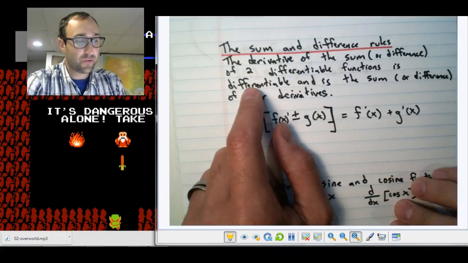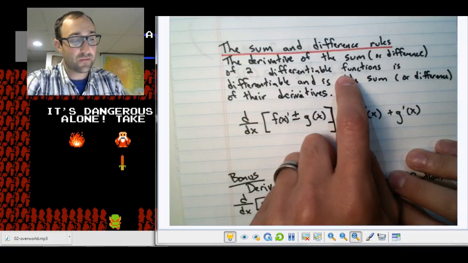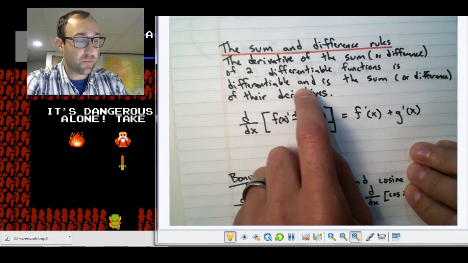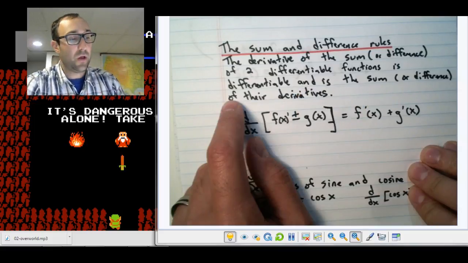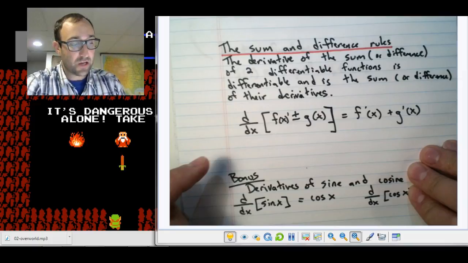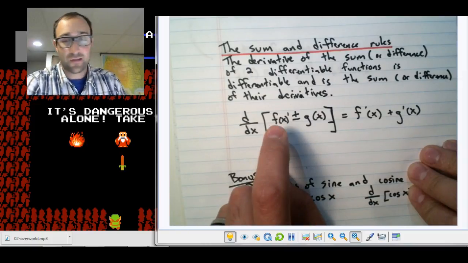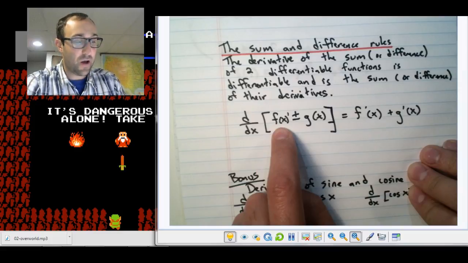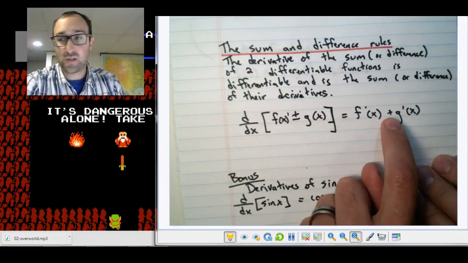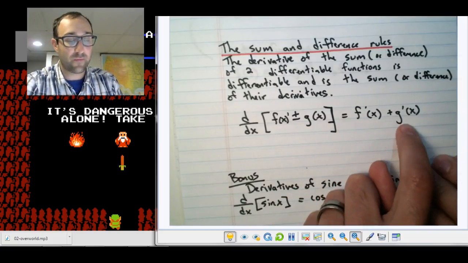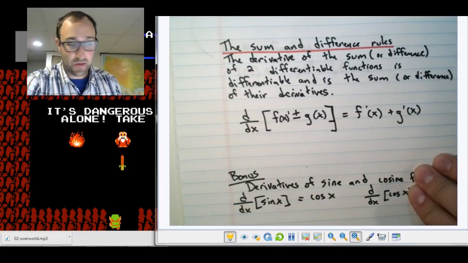The sum and difference rules. The derivative of the sum or difference of two differentiable functions is differentiable and is the sum or difference of their derivatives. So d over dx, the derivative with respect to x of f of x plus or minus g of x, is going to be the same as f prime of x plus or minus g prime of x. So if you have to find the derivative of both of these parts, you can do just one, then the other, and then add them together at the end.